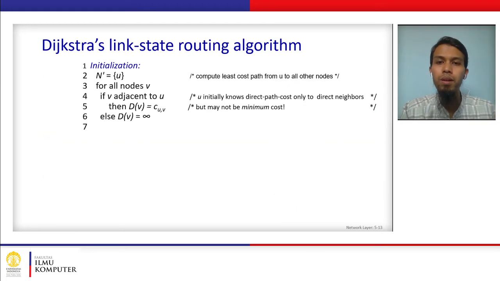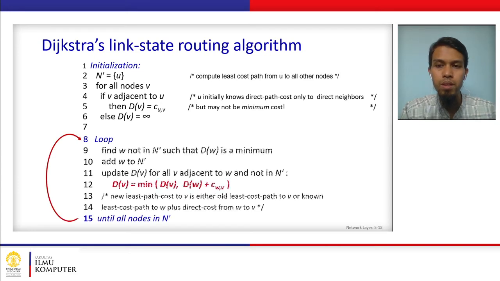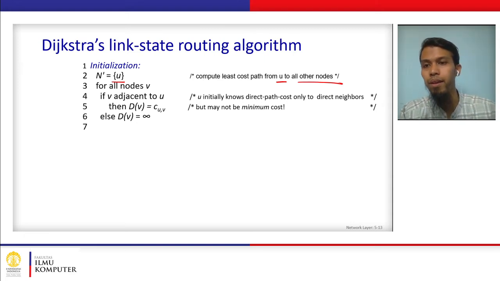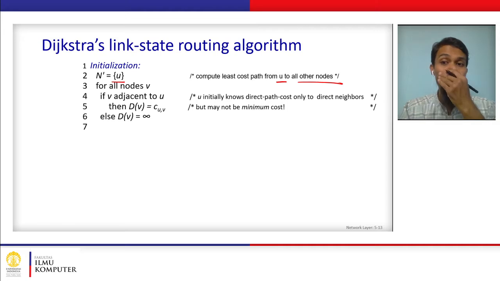All right, so let's go with the pseudocode. Before we start with the initialization, for example, we want to find the least cost path from node u to all the other nodes. First we add this u in the set of least cost paths, N prime.